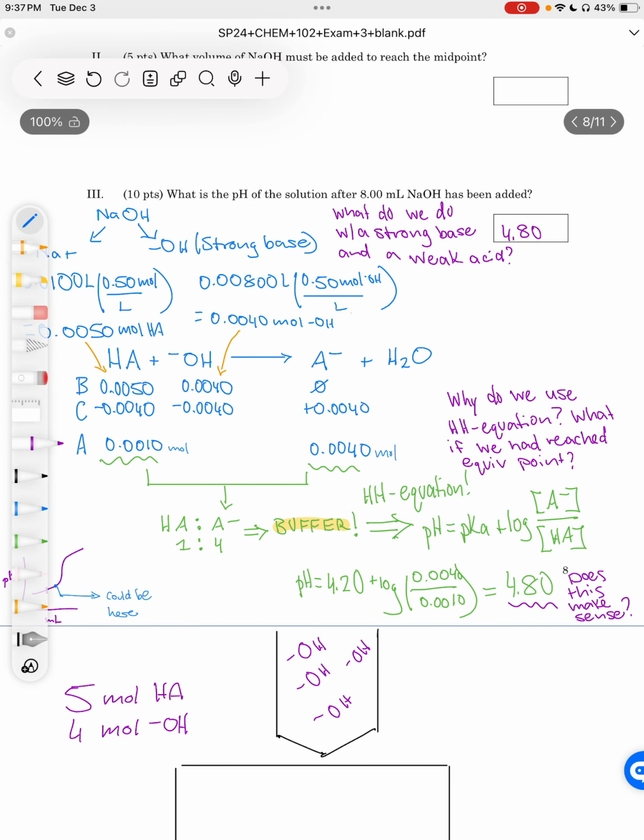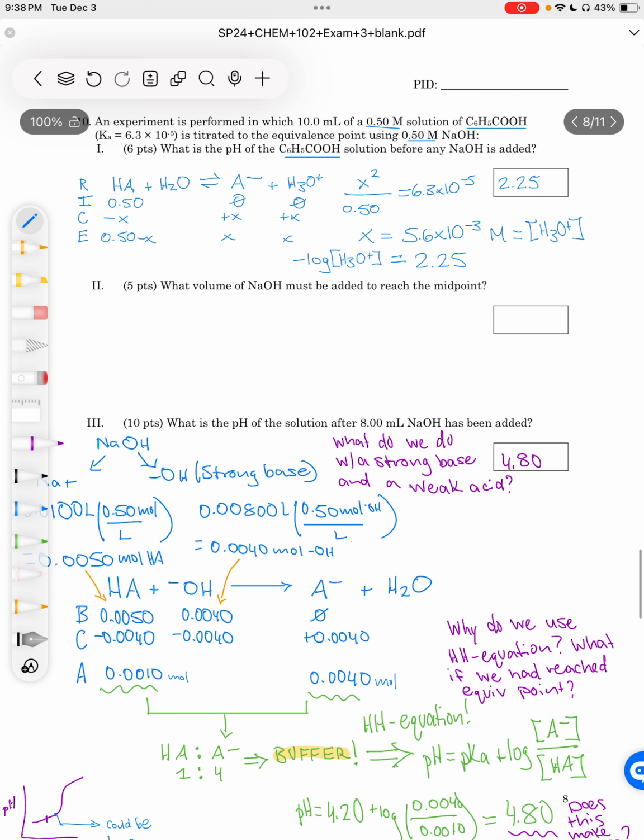It's a titration problem, and it is asking what is the pH of a solution if you add 8 mL of NaOH to it. And for reference, we've got 10 milliliters of a 0.5 molar solution of weak acid.